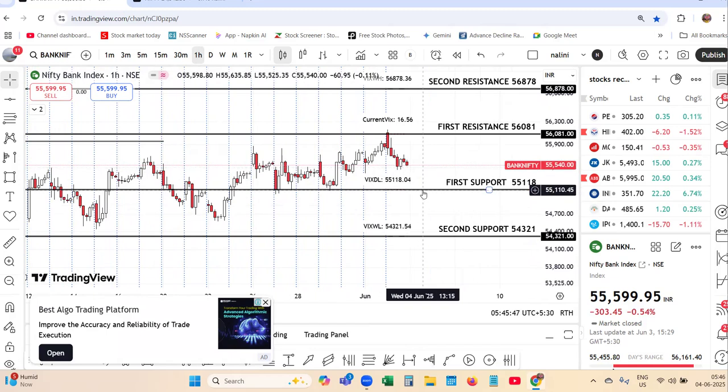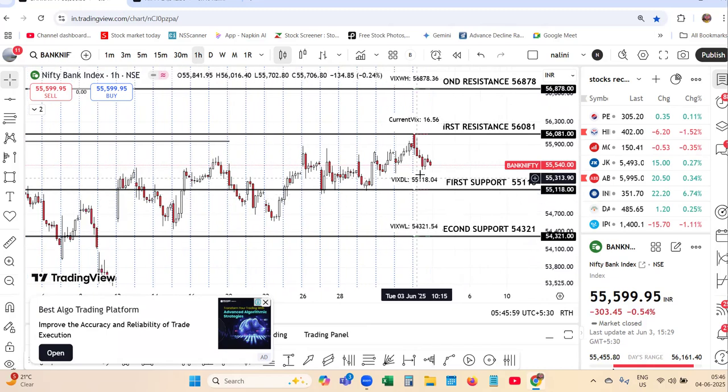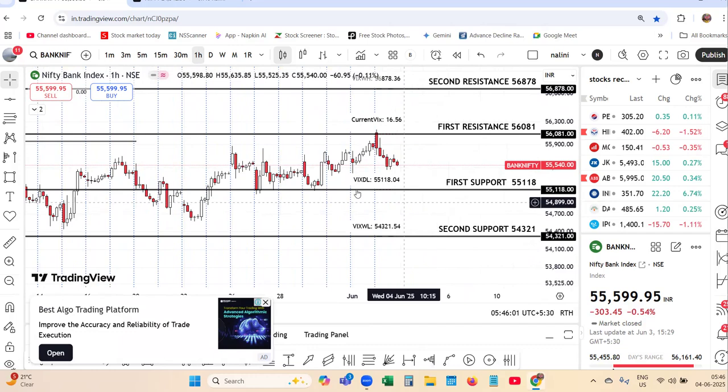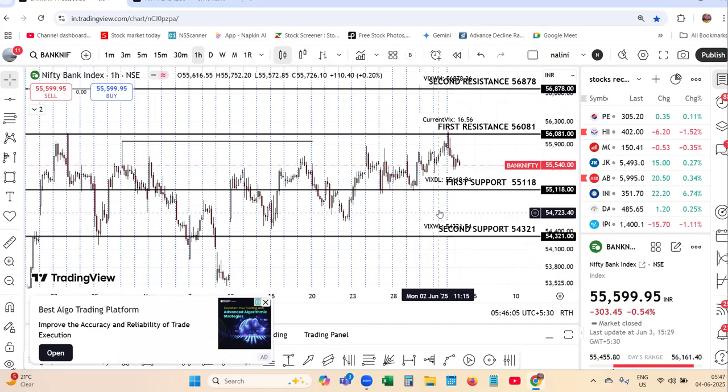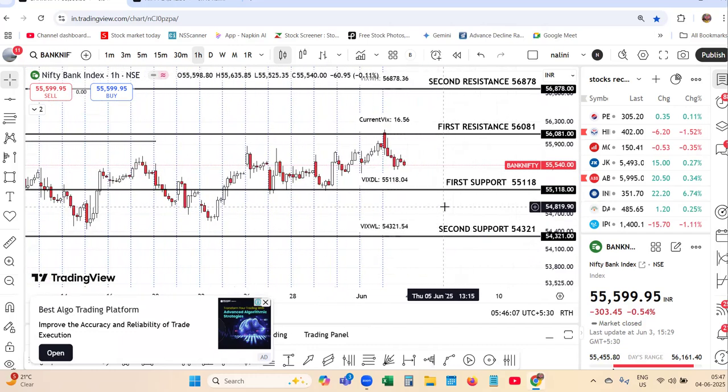It may be within the range, from 55,599 to 55,118, hardly 400 points. You can see the movement of 400 points. And if it starts moving below that, you can see a downward movement in Bank Nifty.